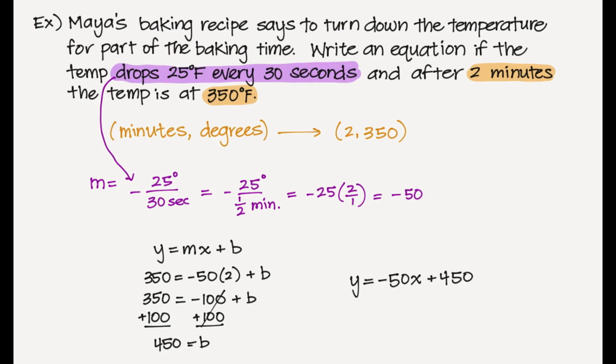So this formula here represents the temperature that's going to be dropping based on the number of minutes that it is in the oven. So hopefully this lesson made sense to you, but if you have any questions, like always, please let me know when you come into class.